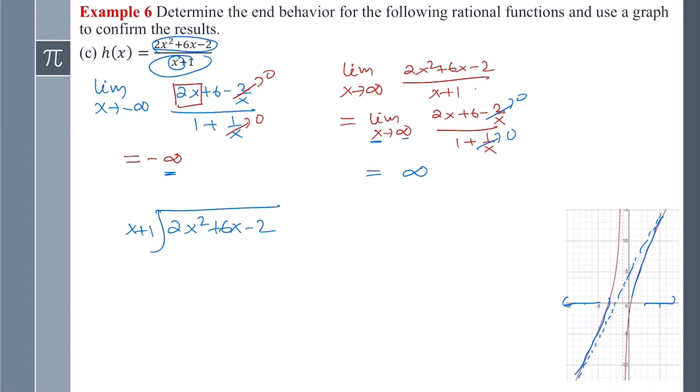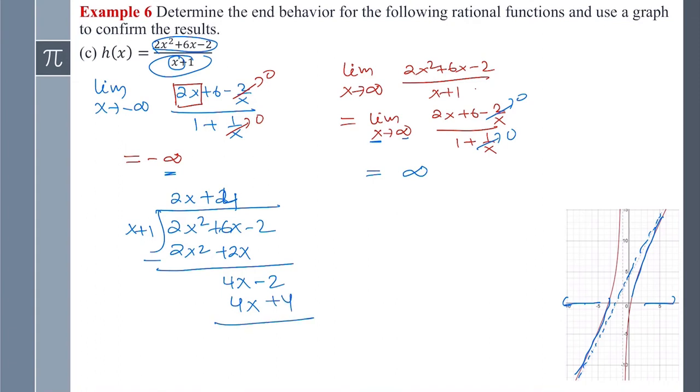So when we divide, we'll have to put 2x here, so it gives us 2x squared plus 2x. Then when you subtract, this is 0, 6x minus 2x is 4x. Then we have that minus 2 will bring down. And then we have to multiply by, sorry, we have to multiply by 4. Then we get 4x plus 4. So the remainder is 2 here. When you subtract, the remainder is negative 6, not 2.